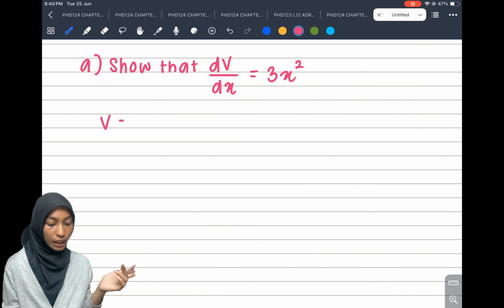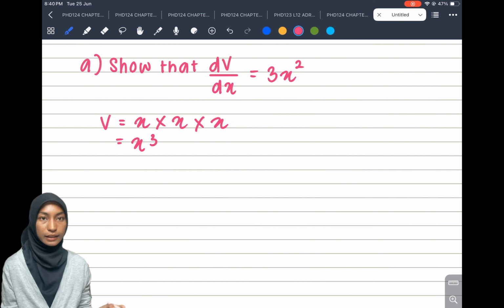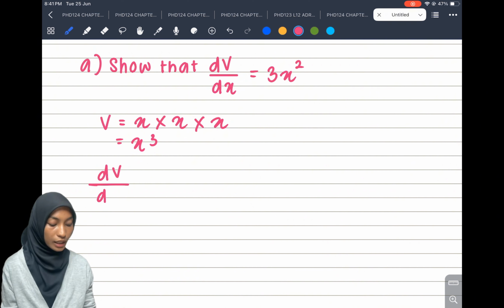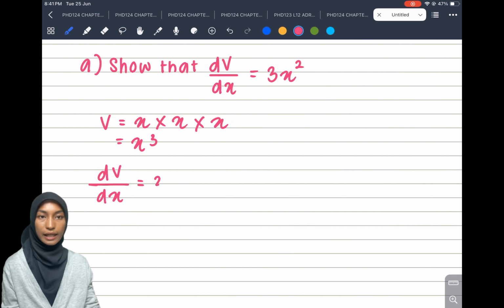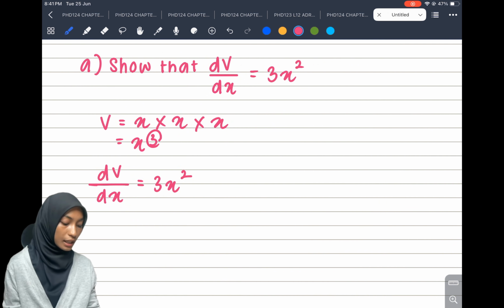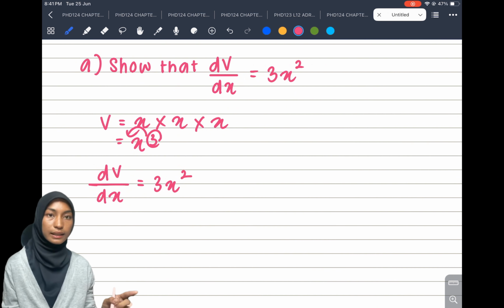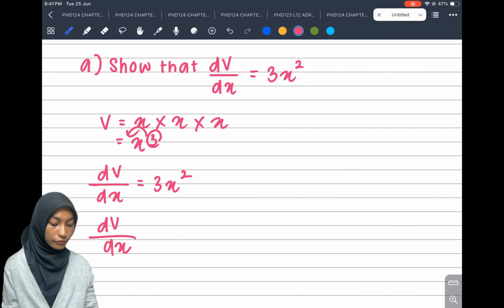So V is equal to x times x times x, which equals x cube. So if we differentiate V with respect to x, differentiating x cube, we will get 3x square. We put the power 3 in front, and then power 3 minus 1 becomes square, so that we can show that dV over dx is equal to 3x square.